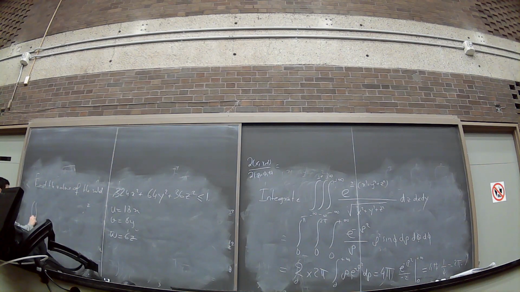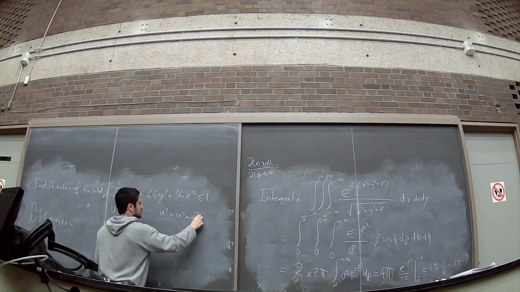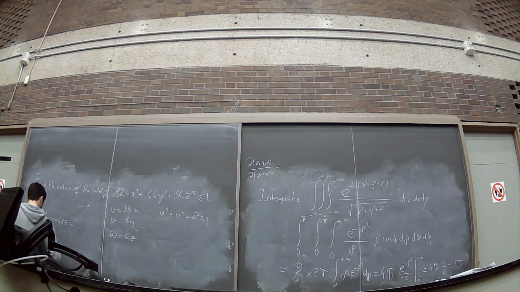You want to integrate, let's call this solid R, 1 dx dy dz. You want to switch this to an integral in terms of u, v, and w. You agree? What do you have to take into account before you do that? The Jacobian. So this becomes u squared plus v squared plus w squared is less than or equal to 1.